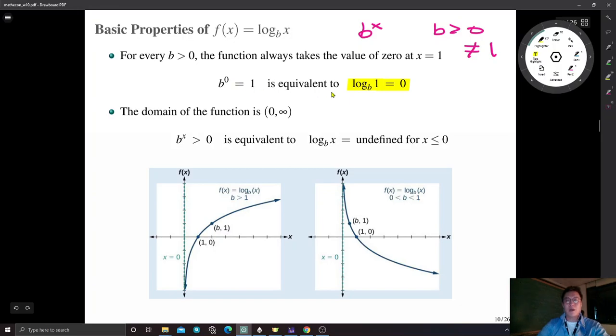So if log with base b of x is equal to y, then b to the y is equal to x. By definition of the inverse function, this is equivalent. So log with base b of 1 is always equal to 0, because this exponential function boils down to 1 only when the exponent is equal to 0.